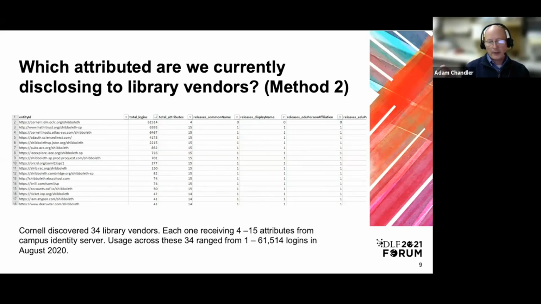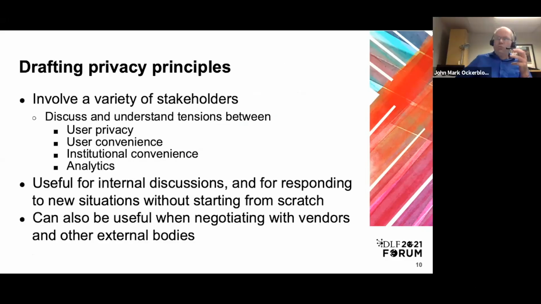And the reason that had less is because recently we'd migrated to it and had conversations with central IT about which attributes to release. Once you realize what we were sending, we then had to agree on what we would send instead. This is where it's useful to develop a set of privacy principles you can work from, so you don't have to keep having the same arguments every time a new case comes up. They can also be useful when you're negotiating with vendors or other external bodies.